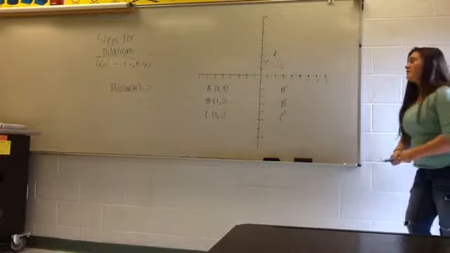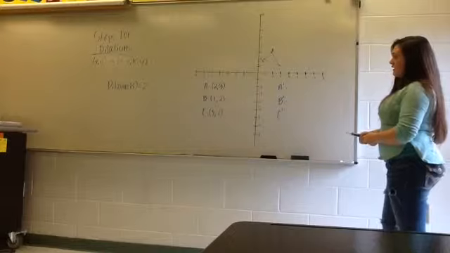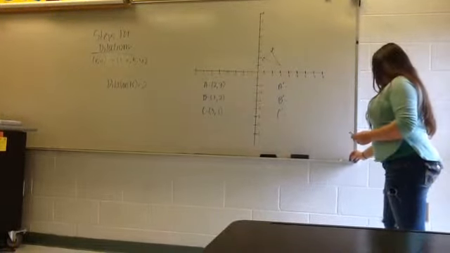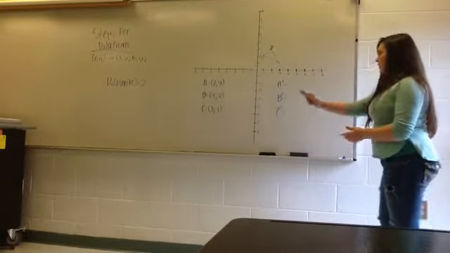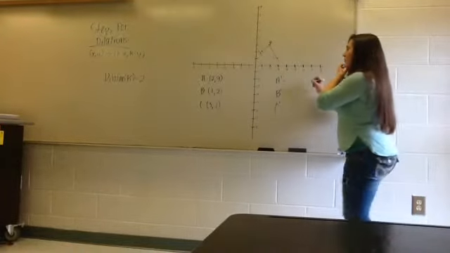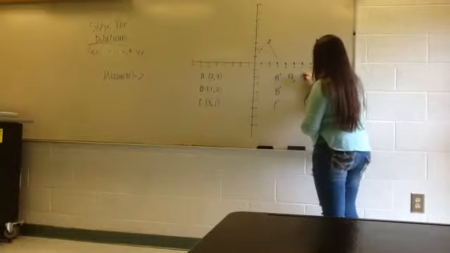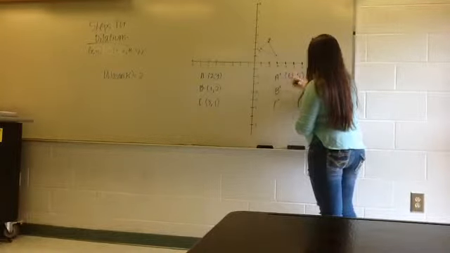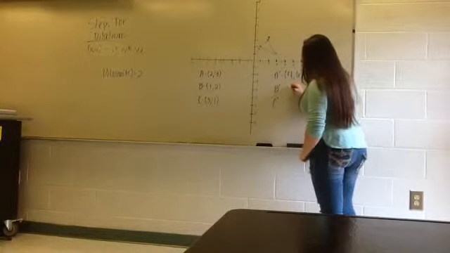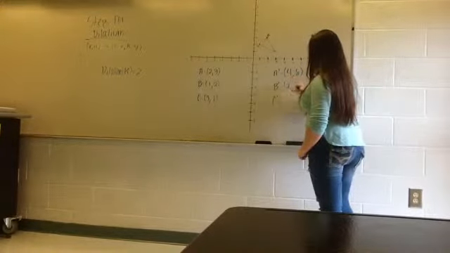Next we have dilation. The rule for a dilation is xy to k times x, k times y. And in this problem we have a dilation of 2. So what that means is you have to multiply your x and y values by 2. So for A, we have 2 times 2, which is 4, and 3 times 2, which is 6, and that's our new A coordinate. For B, we have 2 times 1, which is 2, and 2 times 2, which is 4, and that's our new B coordinate.